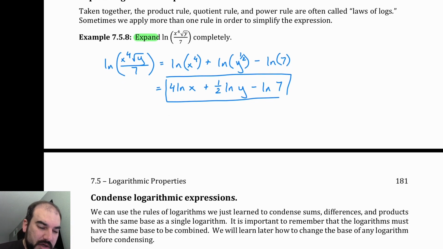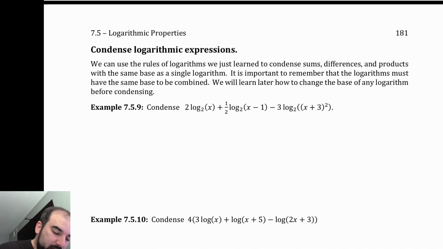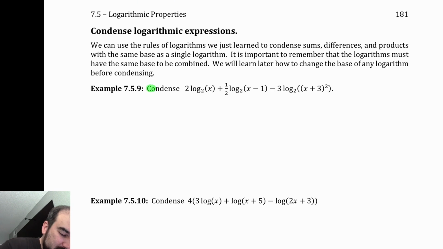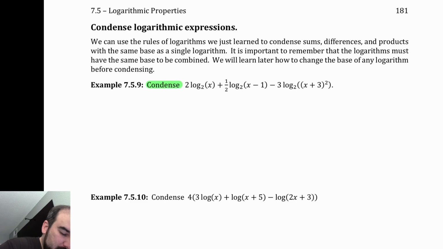On the next page, we're going to talk about how to go backwards, how to start with multiple natural logs or logs added and subtracted, and go back towards a more condensed expression, which is why we call it condensation. So when it says to condense an expression, we're actually going to work everything backwards the other way. So, what does it mean to condense?